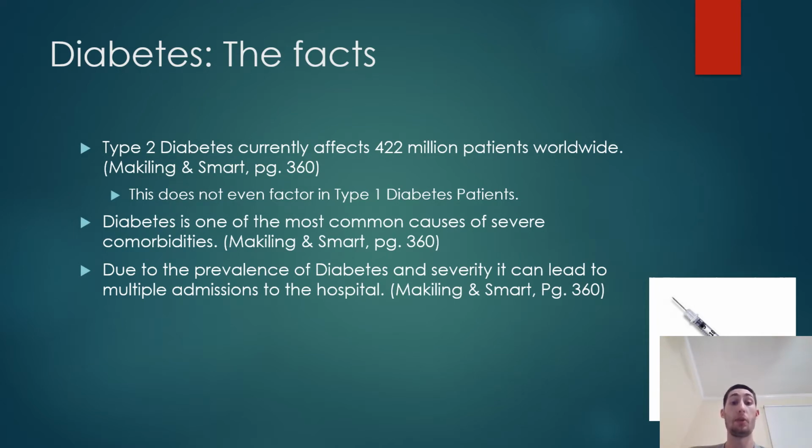Diabetes is one of the most common causes of severe comorbidities that we currently have. And because these comorbidities are so severe, we're seeing more and more admissions to the hospitals within this patient group. When I was working inpatient, it felt like almost every patient I saw had some history of diabetes, whether it was type 1 or type 2. So this is becoming a very serious problem both in the United States and worldwide.